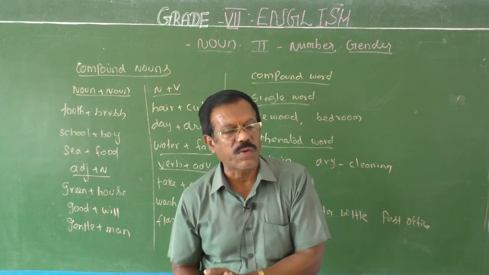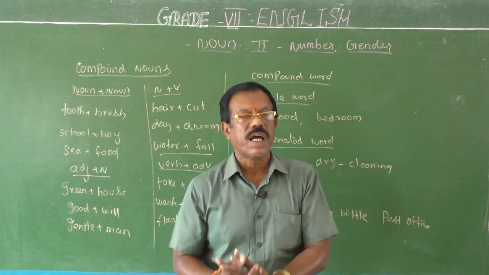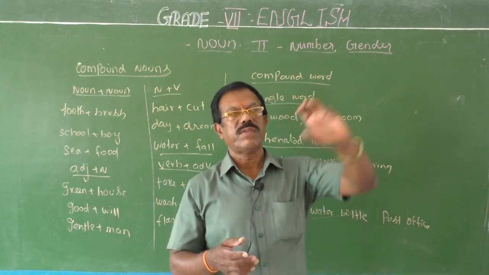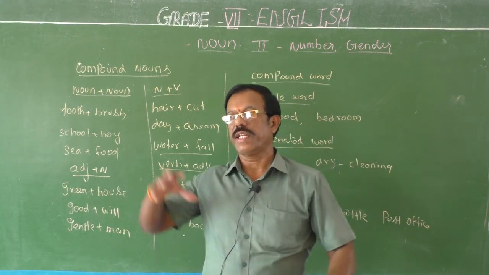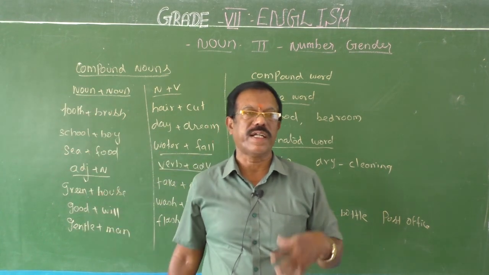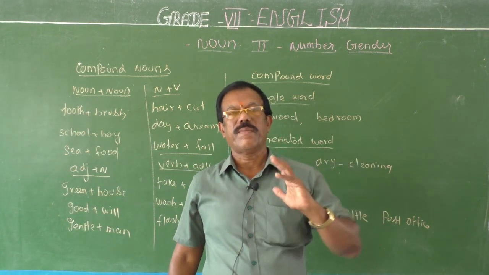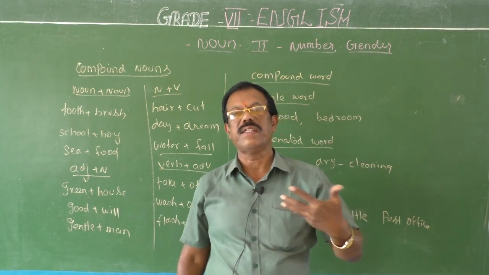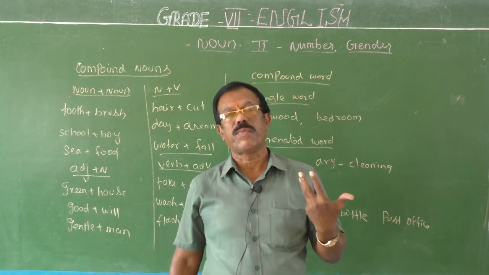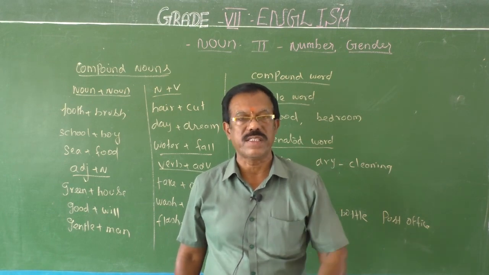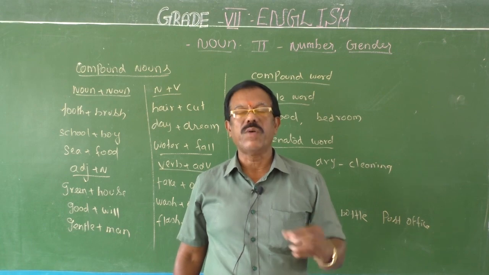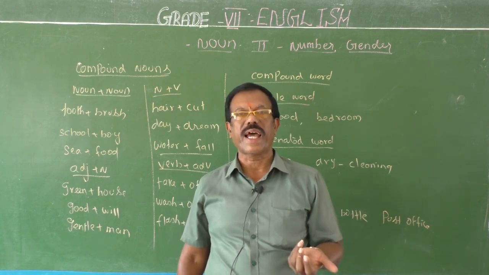Then I have explained noun numbers. What is number? How many numbers are there in English? Two numbers, singular and plural. A noun that refers to only one thing is called singular. A noun that refers to more than one thing is called plural. I have given you a lot of examples for singular and plural nouns and how plurals are formed. There are so many rules behind the formation of plurals, which I also explained with good examples.